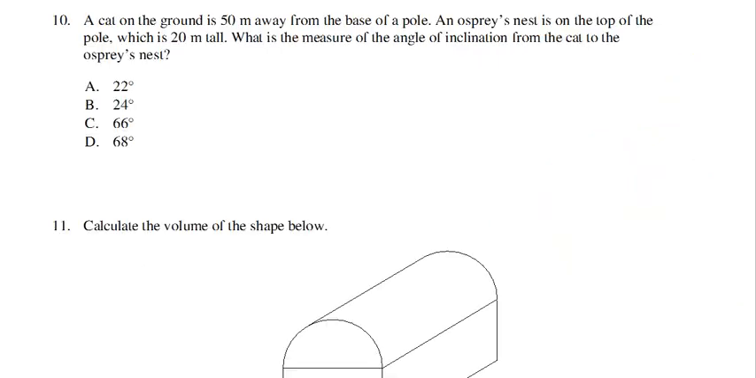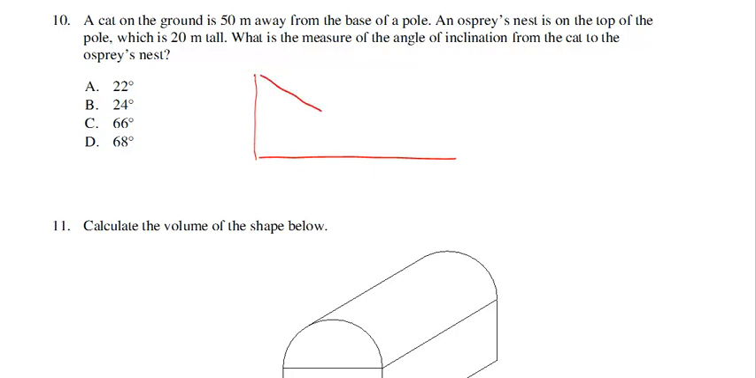Okay. Number 10. A cat on the ground is 50 meters away from the base of a pole. An osprey's nest is on the top of the pole, which is 20 meters tall. What is the measure of the angle of inclination from the cat to the osprey's nest? All right, so just a relatively basic trig question we have here. You got to make sure you draw the diagram well though.